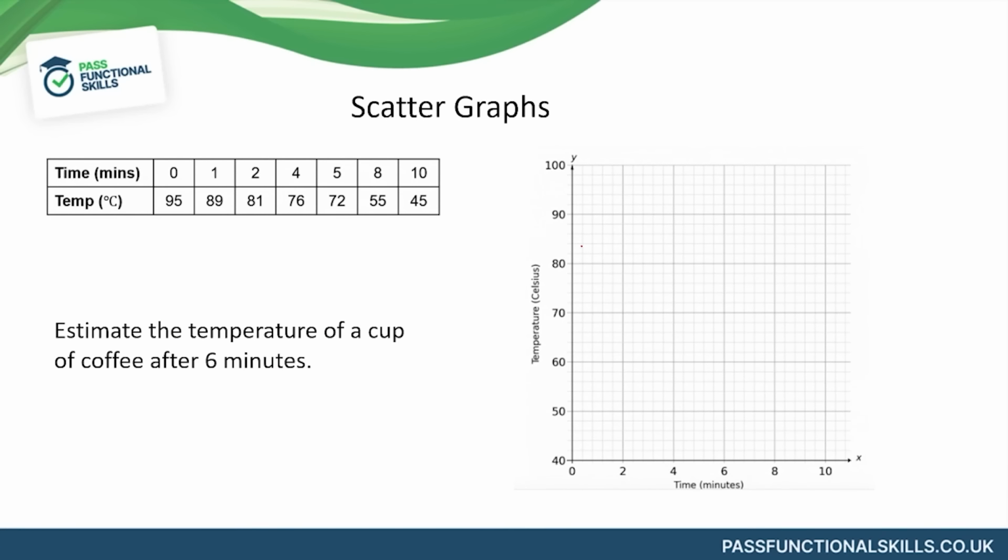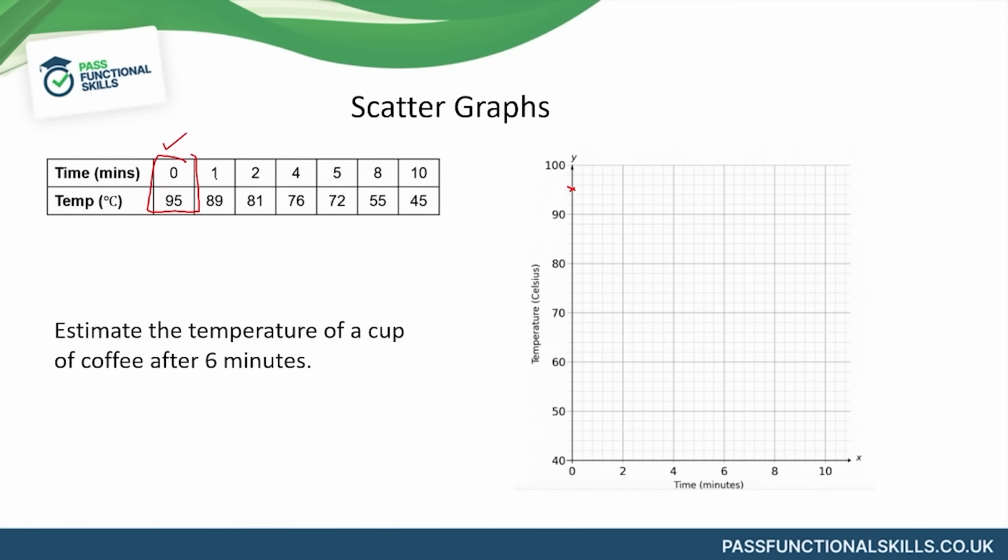Okay, so for this final slide, we're going to plot a scatter graph. So here we've got time in minutes and temperature in degrees Celsius. The first is a time of 0 corresponds to a temperature of 95 degrees. So time is across the horizontal axis. So let's go to 0 and we want to plot 95. So here is 90, 92, 94, 96. We're going up in 2s, so 95 will be here.